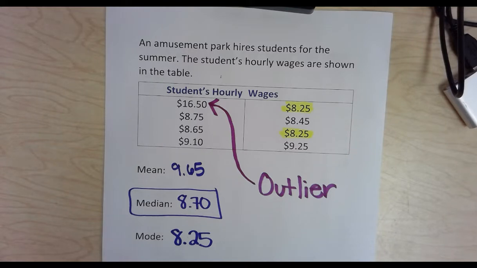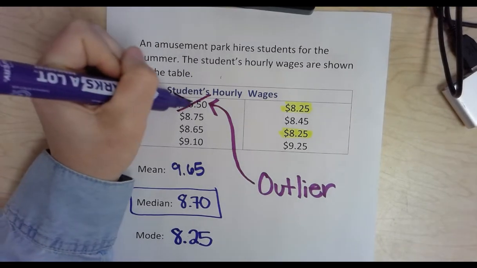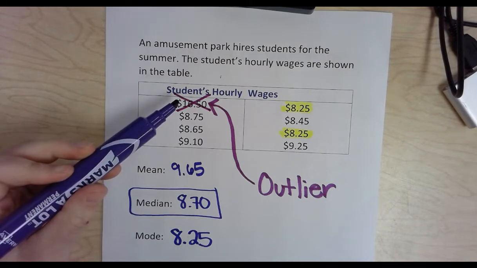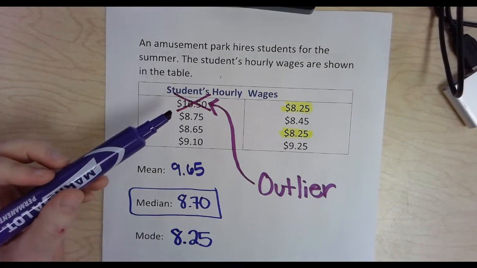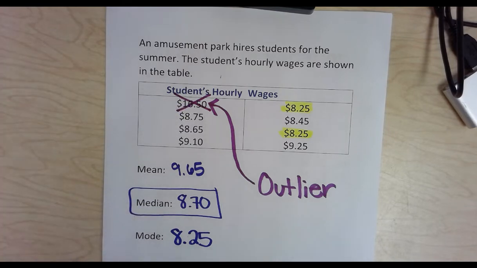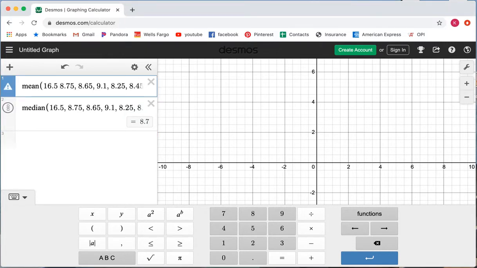Now, a lot of times it's beneficial to take the outlier out of your data set and then find the mean, median, mode without that outlier number. So we're going to go back to Desmos and find the mean, median, mode with the outlier taken out of our data set.